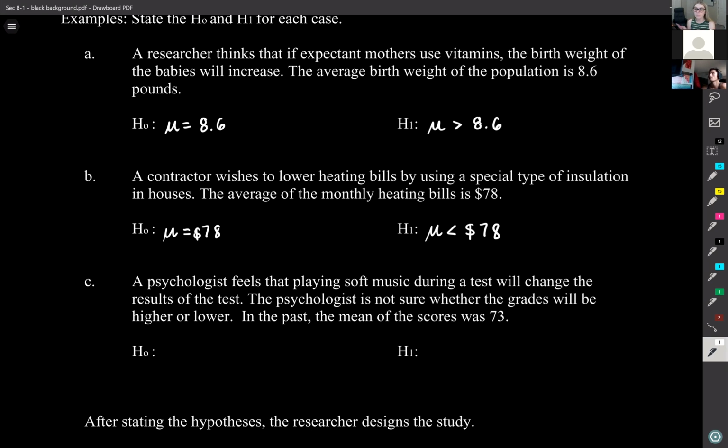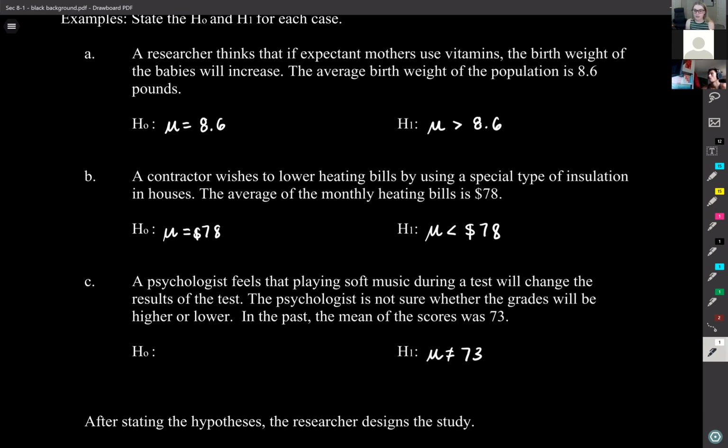But we think it's going to have some form of an effect. I don't know, maybe the music's distracting and people actually perform worse, or maybe it's calming for some people and they perform better, but we don't know. So we're unsure. So we can't say that the mean is going to be higher or lower than 73. So our alternative is just going to be that mu is not equal to 73.